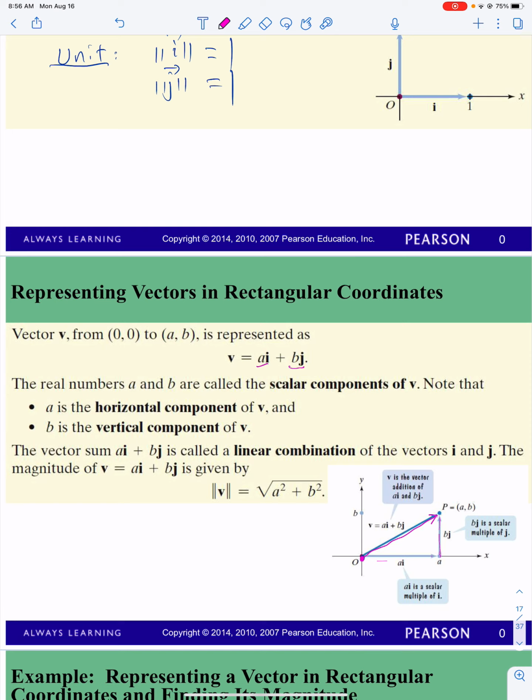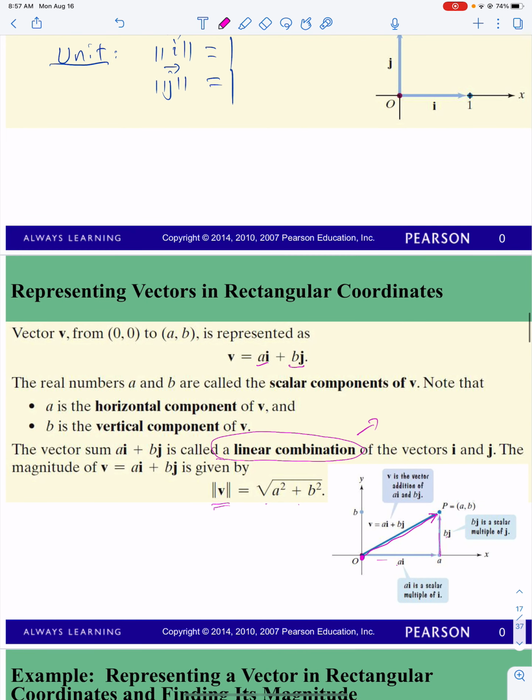Similarly, the magnitude is the distance here. So here is a, here is b. The Pythagorean theorem gives the square root of a squared plus b squared. Okay, and ai plus bj is also called a linear combination, because i is a vector, j is also a vector. This will be useful in your later course called linear algebra.